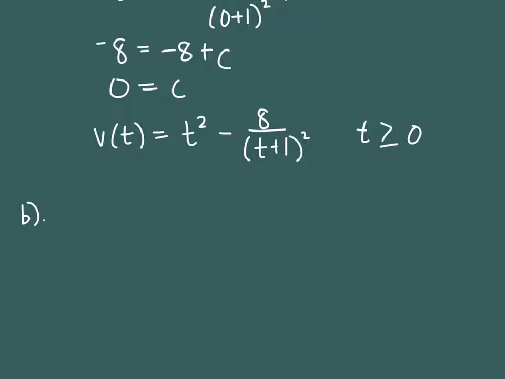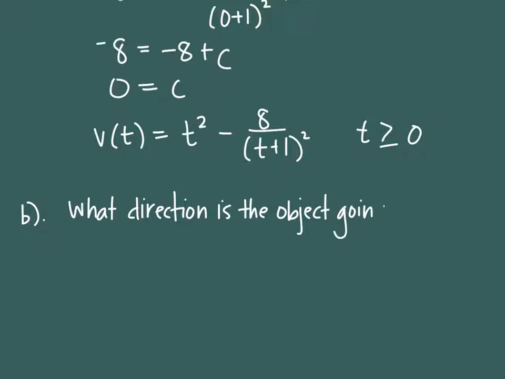All right, part B. In what direction is the object going at time 1? Well, the direction is directly connected to the velocity, just like the speed is directly connected to the velocity. So to find the direction, I need to know what the velocity is at that time.